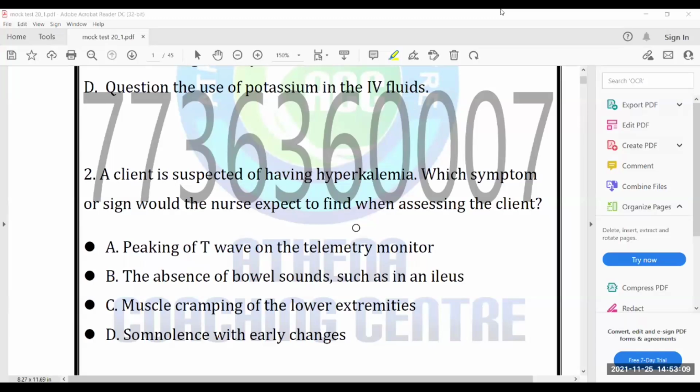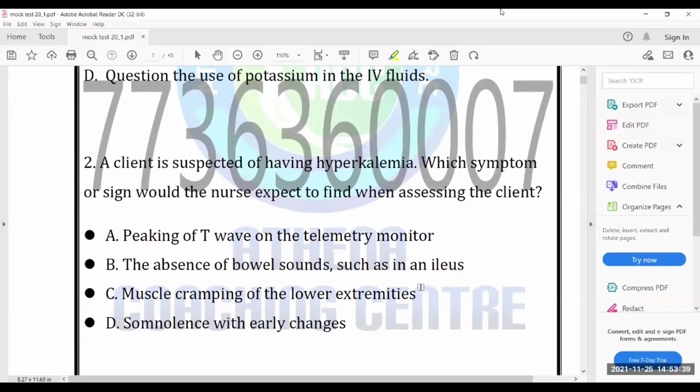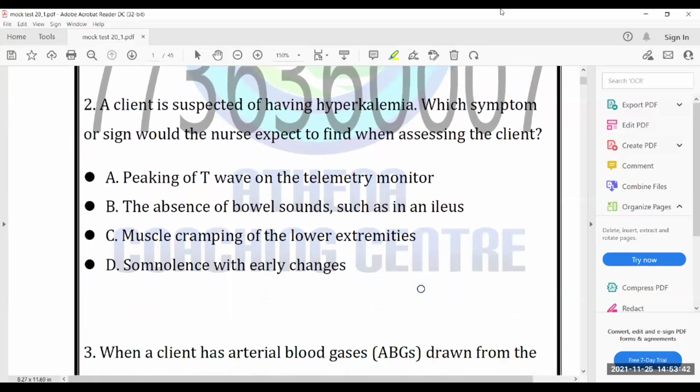So, the signs of hypokalemia, hyperkalemia, hypernatremia. Sodium changes will cause alteration in the central nervous system, and potassium variation always causes changes in the heart. Next question.